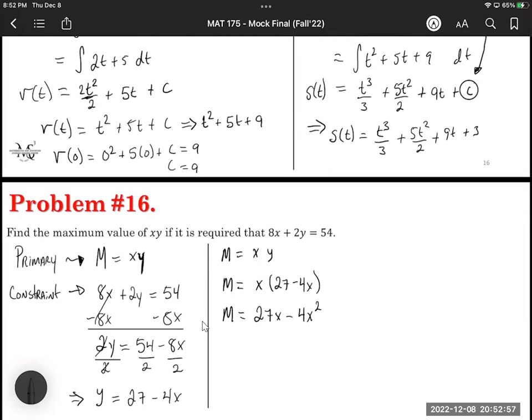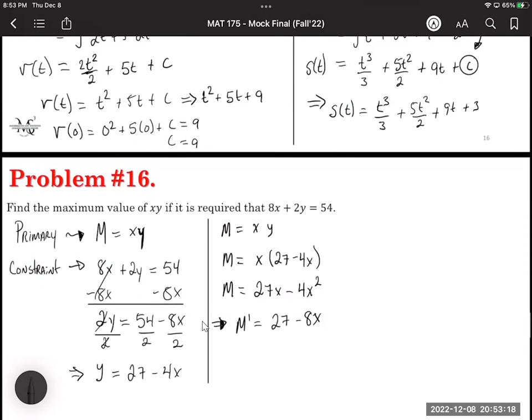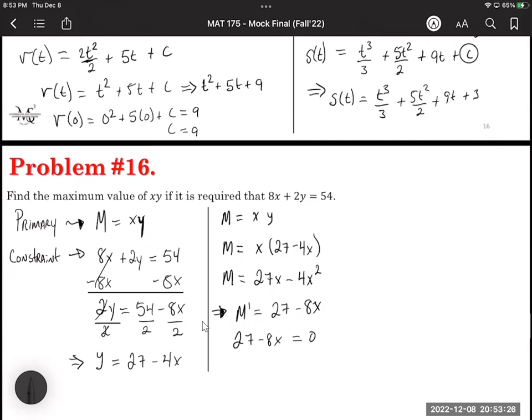That's right, Ms. Chen. You want to find m prime. If you want to find m prime, well, you got to get your derivative of m. So m prime is going to equal 27 minus 8x. And now you can go ahead and take this derivative and set it equal to 0. Okay, so you get 27 minus 8x equals 0.